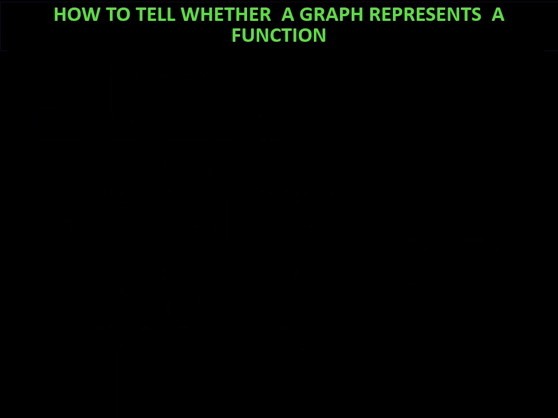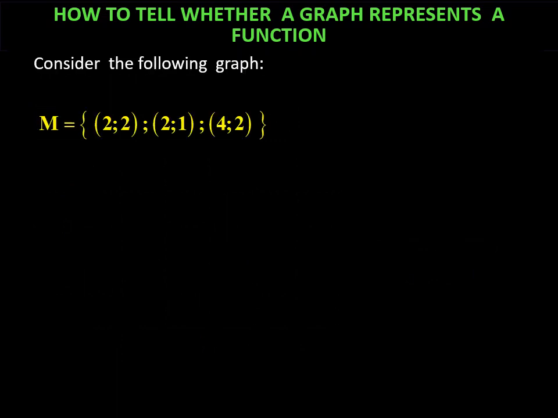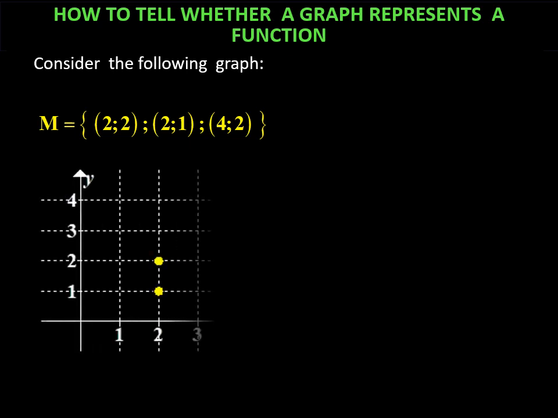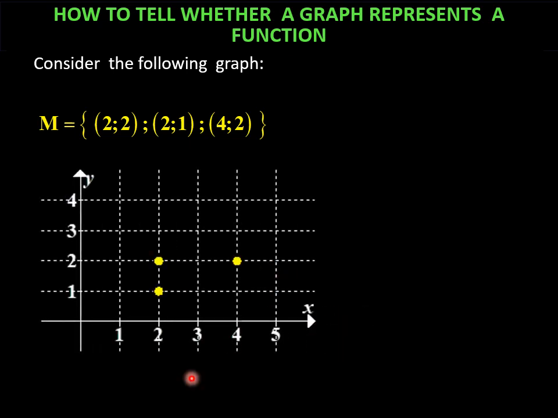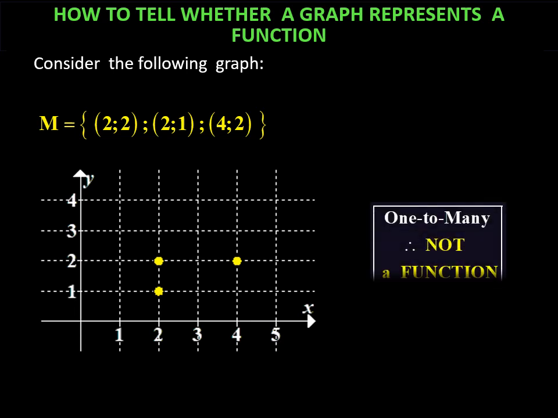Let's look at the second example. There again we have 3 points, and let's plot those 3 points. Let's see what the graph looks like. 2 has 2 outputs, an output of 1 and an output of 2. 4 has only one, so there's a problem here. So this is a one-to-many relation, and a one-to-many does not represent a function.